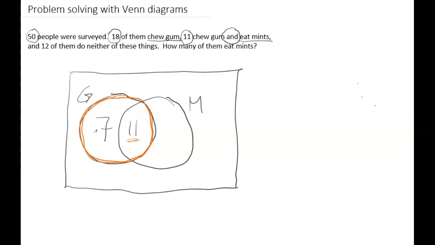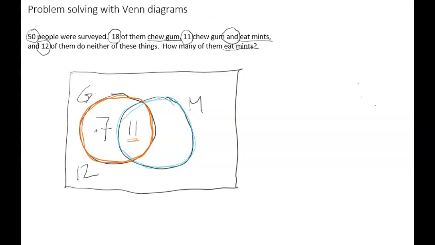Another thing that we know is there are 12 people who don't do either of these things, so they belong on the outside. They're not in the gum chewers or the mint eaters, so they're out here. The question is how many people eat mints? Well, people who eat mints are in the mint circle here, but I don't know how many. I have 11 people in there so far, but I'm also missing some people, so we've got to do a little more work.